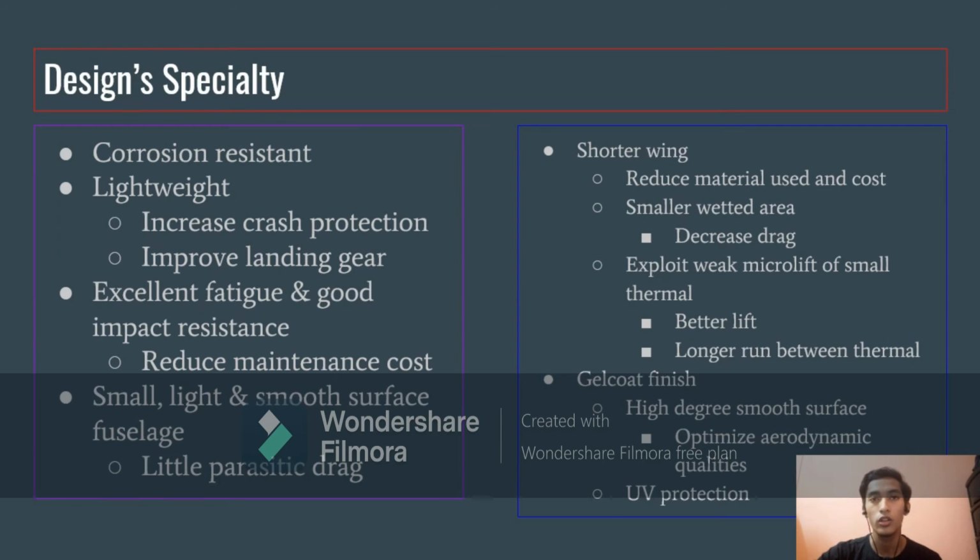It can also exploit the weak microlift or small thermal, which is the column of warm, rising air that sailplanes commonly use to climb, and this will contribute to better lift and longer runs between thermals. Lastly, we use gel coat finish to allow the glider to achieve a high degree of smooth surface to optimize the aerodynamic qualities and for UV protection.